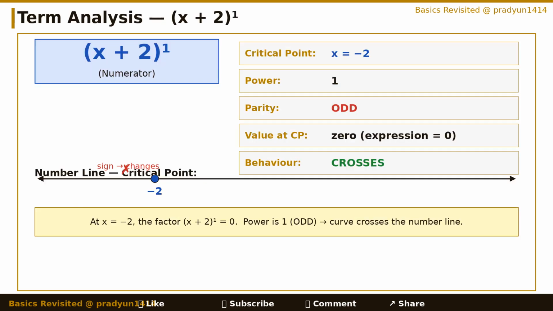Let us analyze the term x plus 2 raised to the power 1. Its critical point is x equals negative 2. Since the power is 1, which is odd, the curve will cross the number line at x equals negative 2. The sign changes as we pass through this point. The expression equals 0 here, so this point is included in the solution.